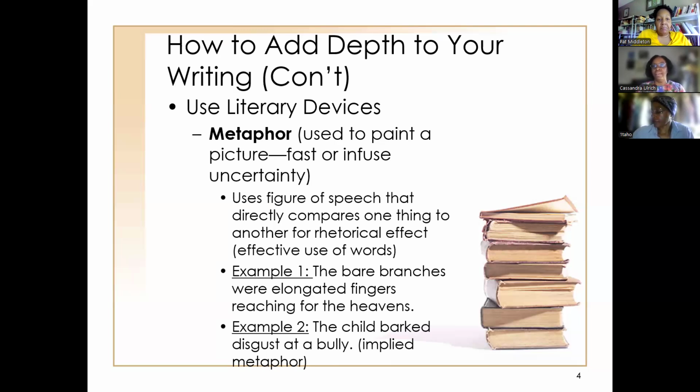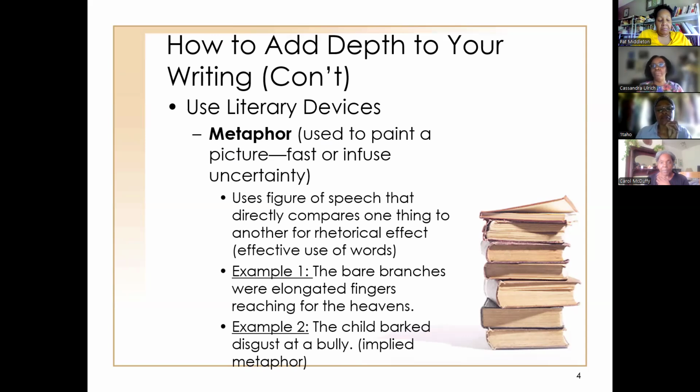I gave them a comparison, but in a way where the description helps you to see, back to where we say, show, don't tell. It helps you to see what's going on with the branches. They're not just sticks sticking out. You almost get the feeling that they're moving. They're moving towards the sky.